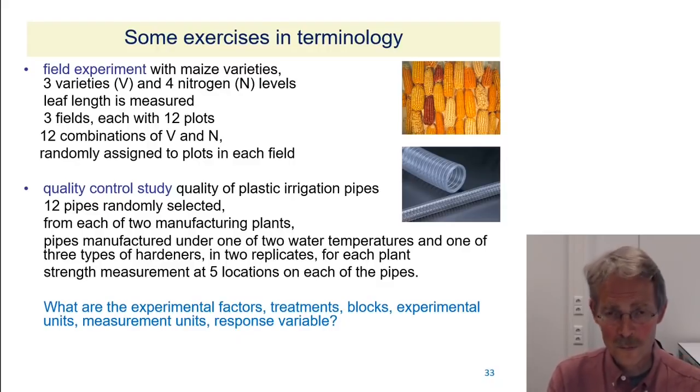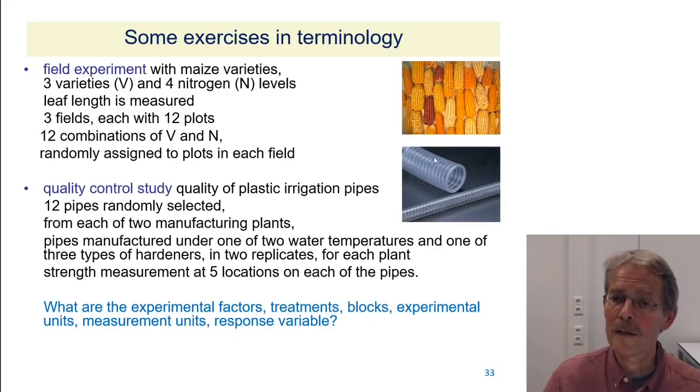There's another example. And again, I'm going to briefly discuss. You can have a look and then we'll discuss the answer together. Totally different example. We're now producing plastic irrigation pipes. And we're interested in the quality of these pipes. And we have two manufacturing plants. A plant is a factory, not something with leaves in this case. And from each plant, each factory, we have randomly selected from the production process 12 pipes. Pipes like this.